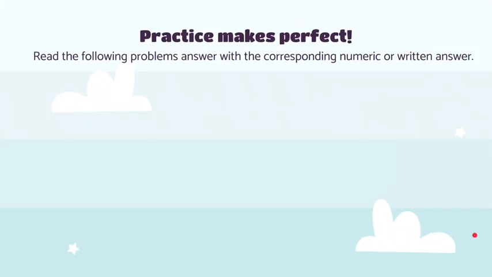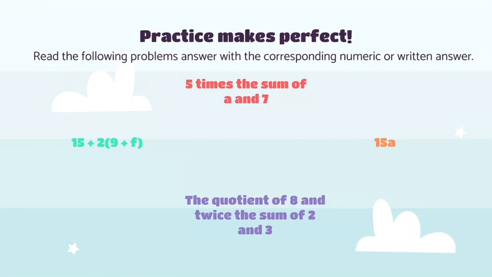Practice makes perfect. Read the following problems and answer them with the corresponding numeric or written answer. Have you done it? Remember, as I said, when solving expressions, you must pay attention to some keywords. In this, we see 5 times the sum of A and 7. Times tells us that we will be multiplying, and the sum tells us that we will be using the plus sign. So that gives us the answer of 5a plus 7. 5 times the value of a plus 7.